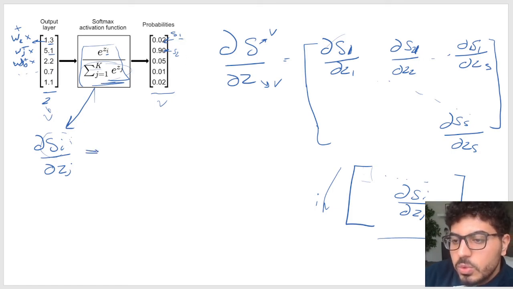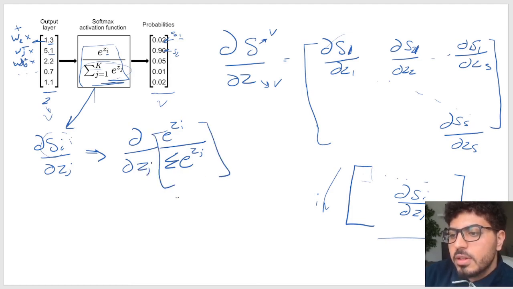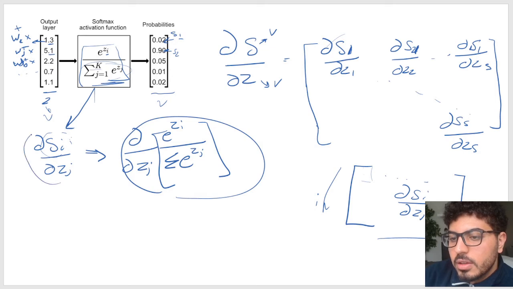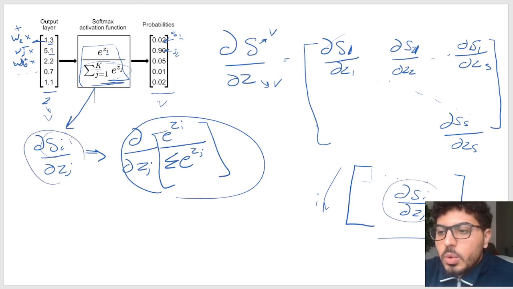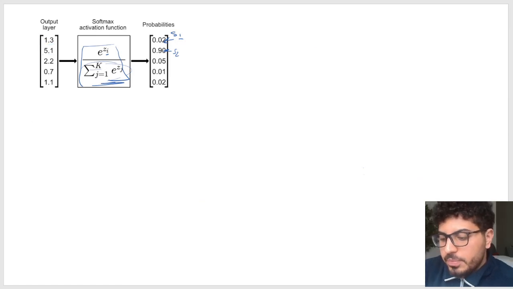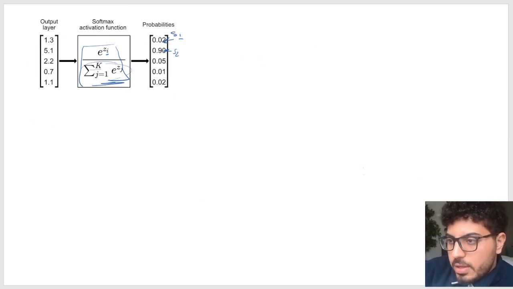So what we want to do is take the partial derivative of Si, which is e to the power Zi over sigma e to the Zj, with respect to Zj. This is the derivative we are trying to calculate, or the derivative of this element here. Okay, so how will we go about doing this? Again, what we're trying to calculate here, let me grab the pen.